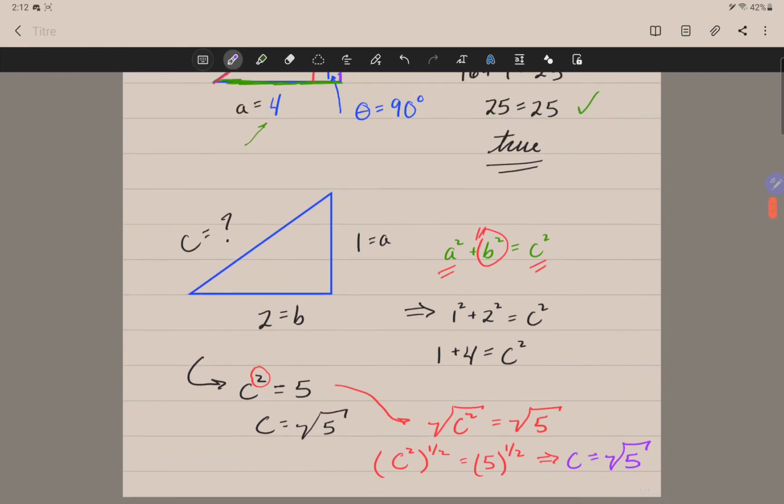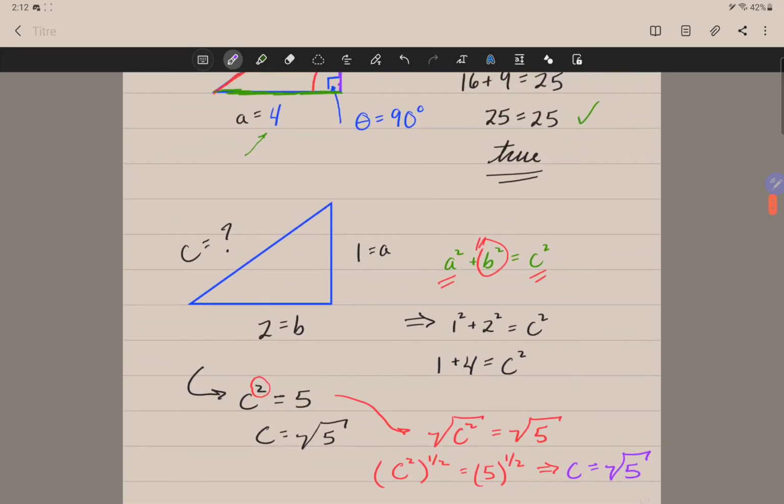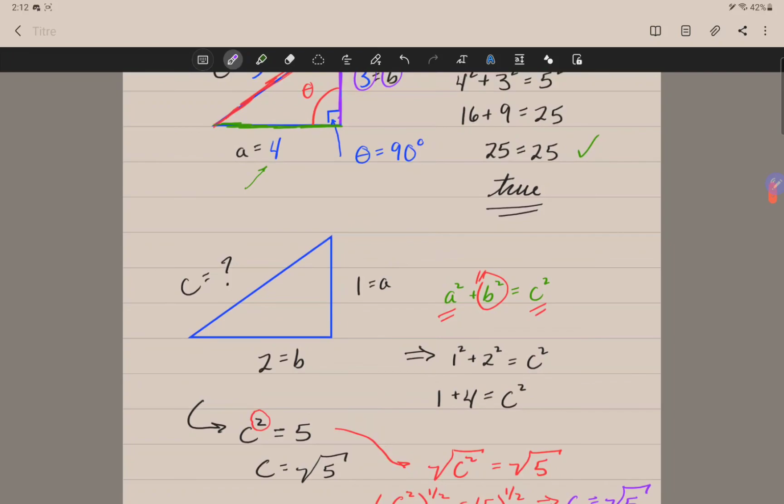Okay, so that's how you're going to do problems like that. Look for one of those on the quiz, and hopefully this makes sense.